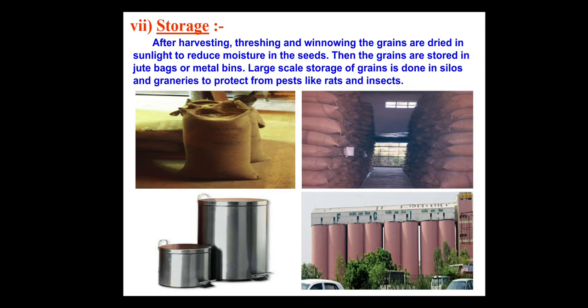The harvest should be stored, and storage is important because the storage places have to be clean and free from rats, mice, etc. So you see in the pictures, children, the harvest is being stored in gunny bags, and nowadays we have got silos and granaries where large scale storage is done, and the storage is protected from pests.